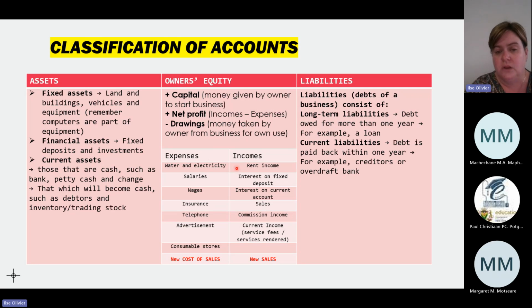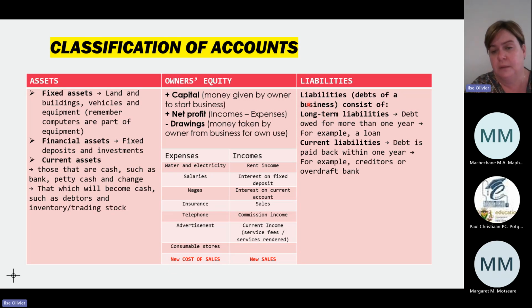Now, the ones that we did last year were rent income, interest on fixed deposit, and interest on current account. New ones now are sales, commission income, and current income from last year. So I say here as well that sales is new. Then we have our expenses: water and electricity, salaries, wages, insurance, telephone, advertisement, consumable stores, and then your cost of sales will be new.